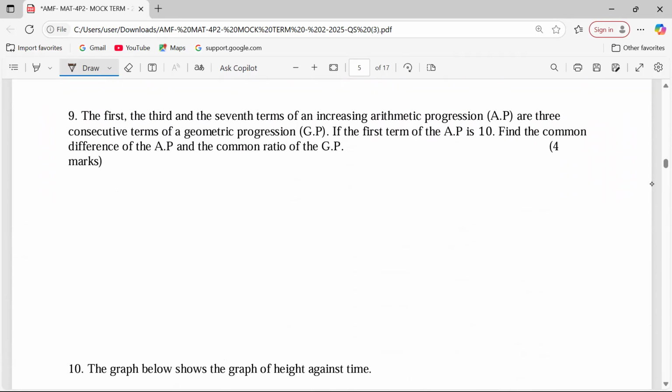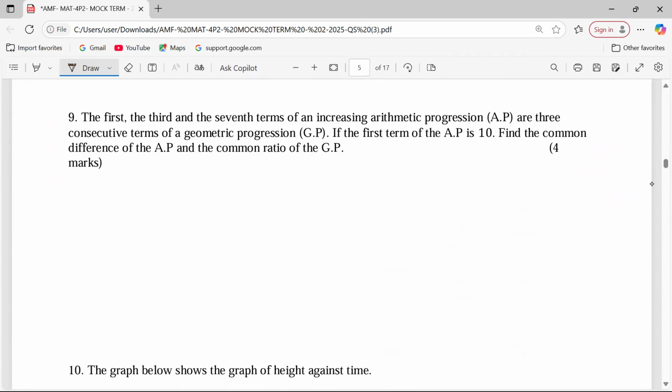Remember, we are at number 9 now. At number 9, a question from sequences and series. We are told that the first, the third, and the seventh terms of an increasing arithmetic progression are 3 consecutive terms of a geometric progression. If the first term of the AP is 10, find the common difference of the AP and the common ratio of the GP.